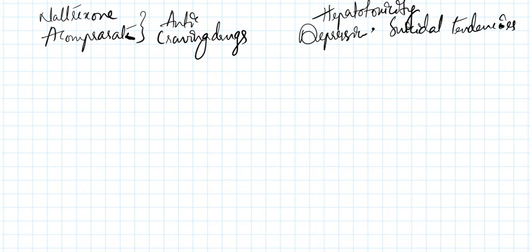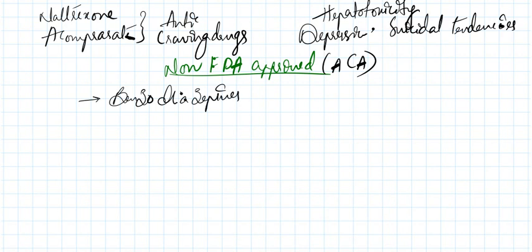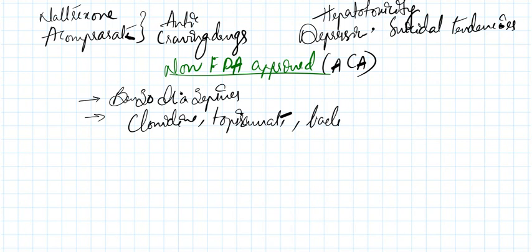Okay, we discussed FDA approved, but if you come to non-FDA approved, there are some drugs. These are non-FDA approved anti-craving agents. What are those? Benzodiazepines, clonidine, topiramate, baclofen, then ondansetron. So these are all the drugs which are non-FDA approved for alcohol.